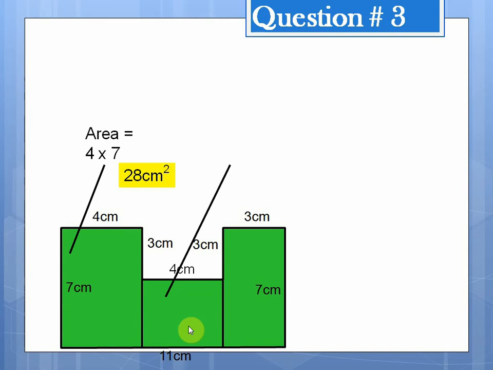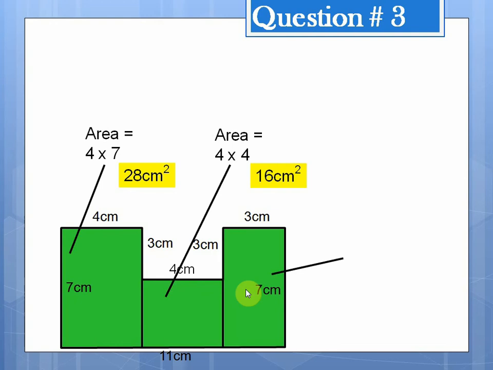Next, the central rectangle, where one measurement is 4 centimeter. This is 4 centimeter because the total is 7. Here it is 3 centimeter and the remaining one is 4 centimeter. So 4 into 4 is 16 centimeter square. So the two values are the same, so we can call it a square. The central figure is a square.